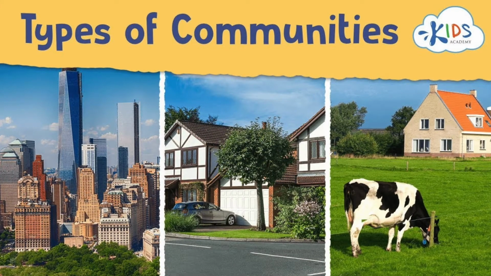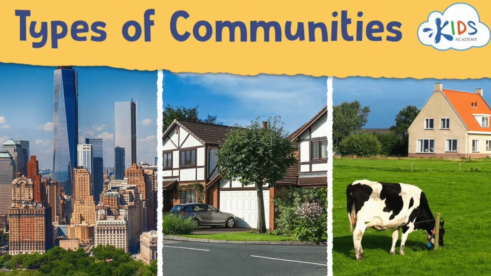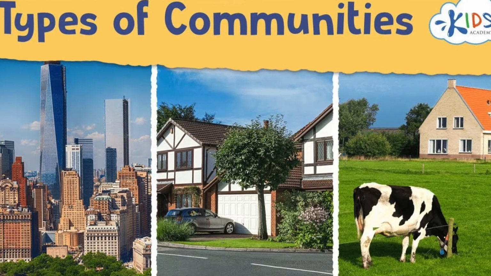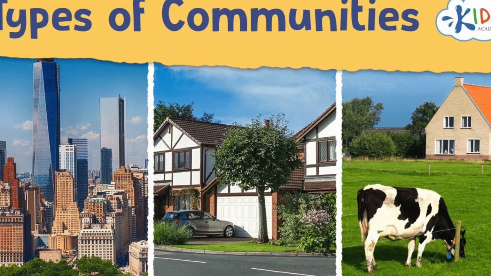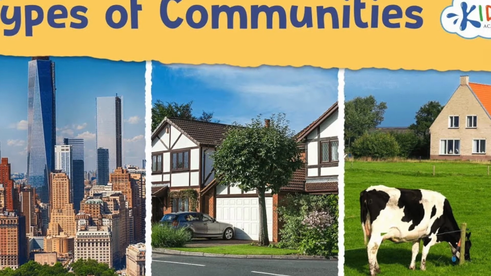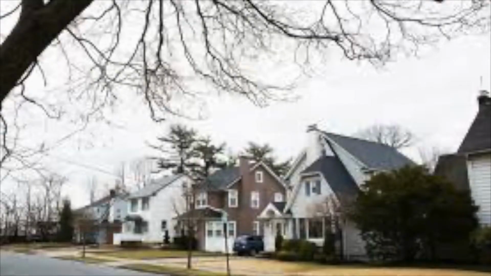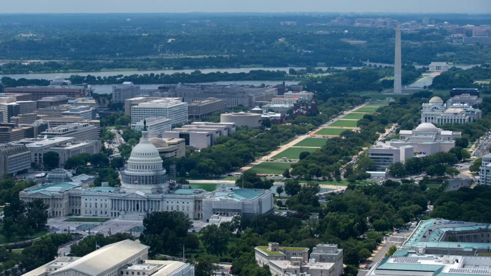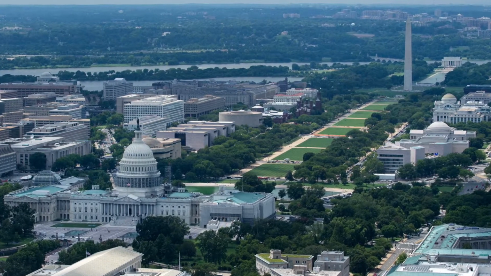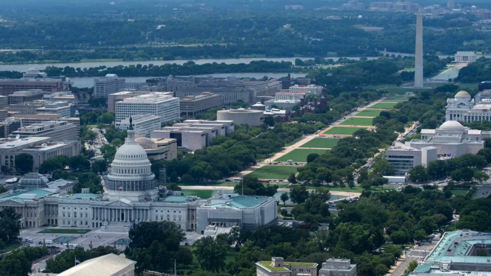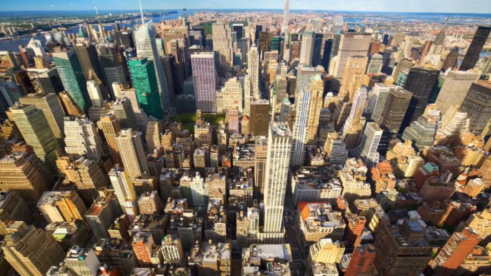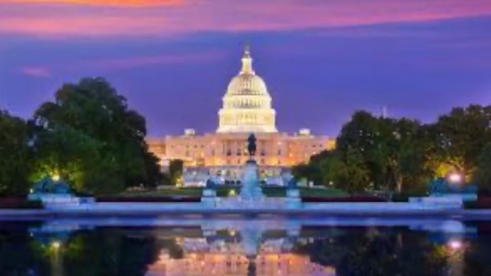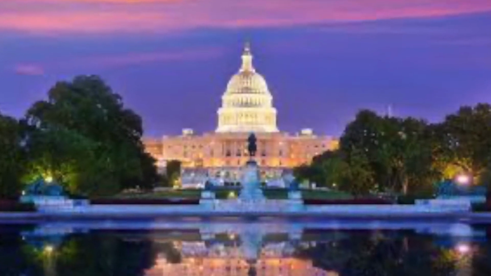Let's learn about three types of communities. A community is a place where different types of people live, work, worship, and play together. There are three types of communities: urban, suburban, and rural. An urban area is a city where there are lots of tall buildings, people, cars, and buses. For example, where we live, Washington, D.C., is an urban area and city.